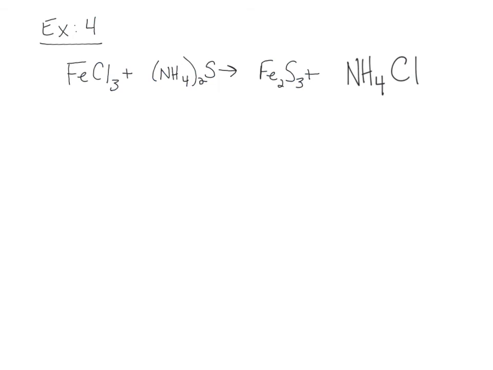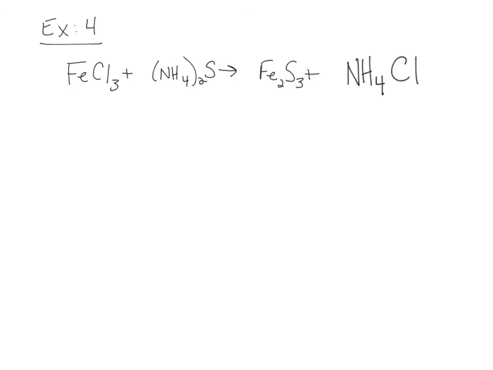Now my next example 4 is going to be a little bit more complex, and you'll see as we go through the balancing why it's more complex, but I don't want to give it away now. Let's just go ahead like this is a regular balancing equation problem. We have iron chloride and ammonium sulfide as our reactants, and then they're going to recombine to become iron sulfide and ammonium chloride. So they're switching their nonmetals.